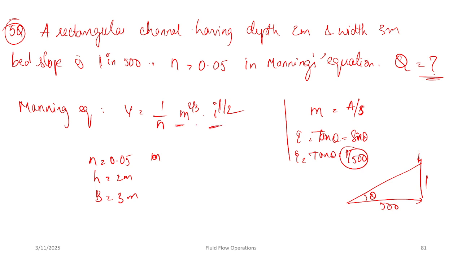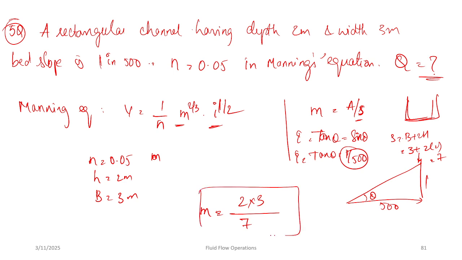M is also given basically. So M will be cross section area, that is B into H, that is 2 into 3, by wetted perimeter. What will be the wetted perimeter for a rectangular channel? B plus 2H, right? That will be equal to, what is breadth? Breadth or width is 3 plus 2 into 2. So this will be 7. So value of M is 6 by 7.